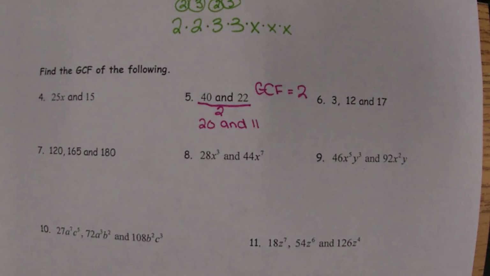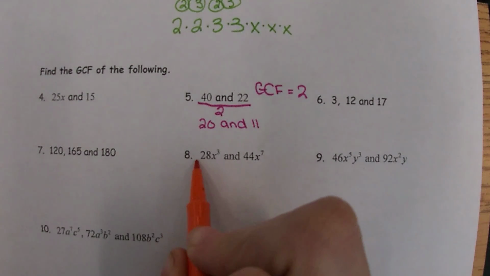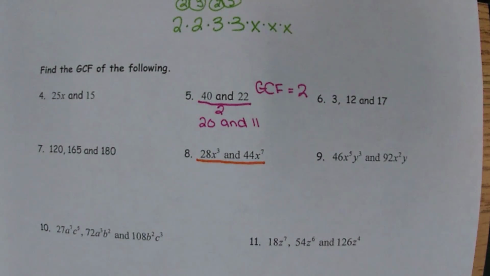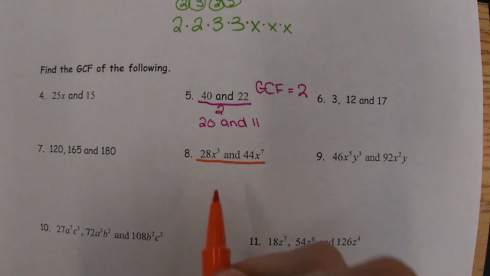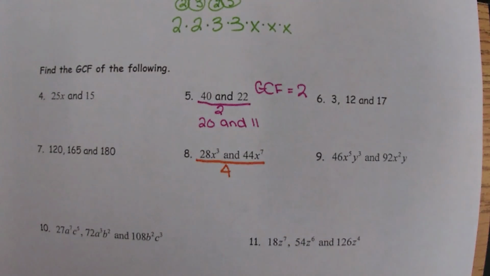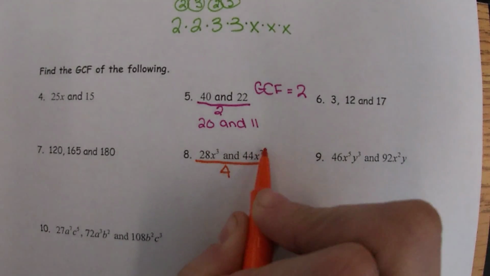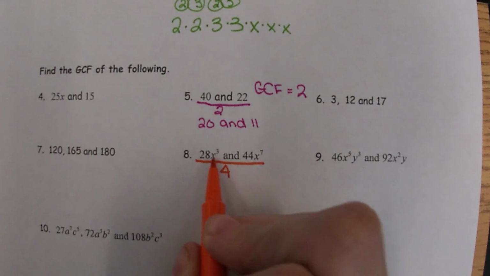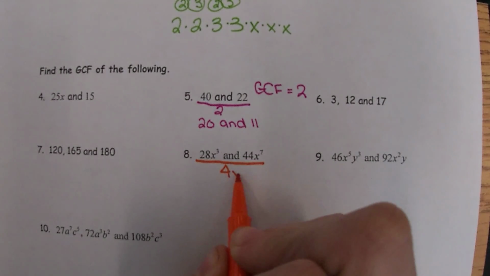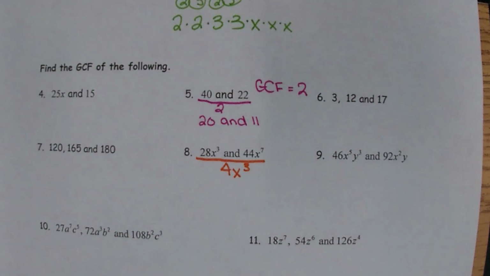How about number 8? Okay, so 28 and 44. I'm going to pay attention to the coefficient first. So I know 4 will go into each of those. I want to take care of the variable as well, since they both have those. So they do both have the x. The smaller exponent is 3. We're always going with the smaller exponent.